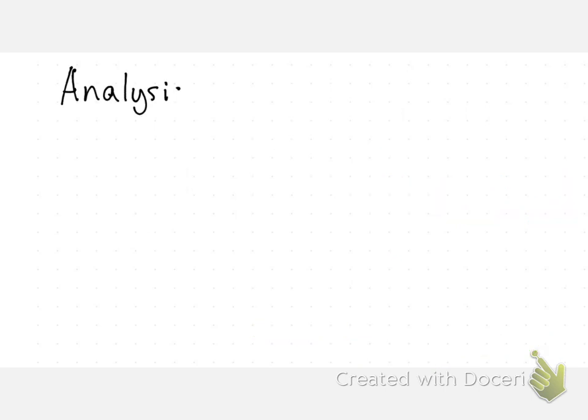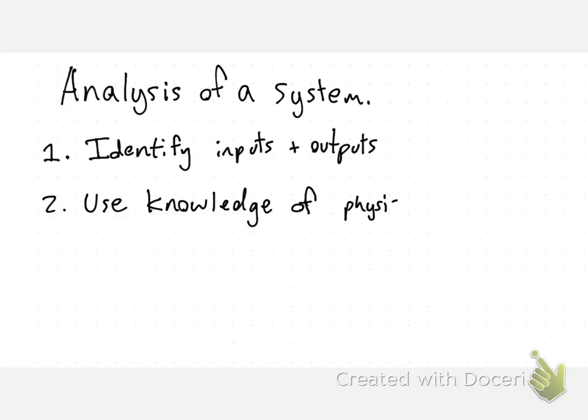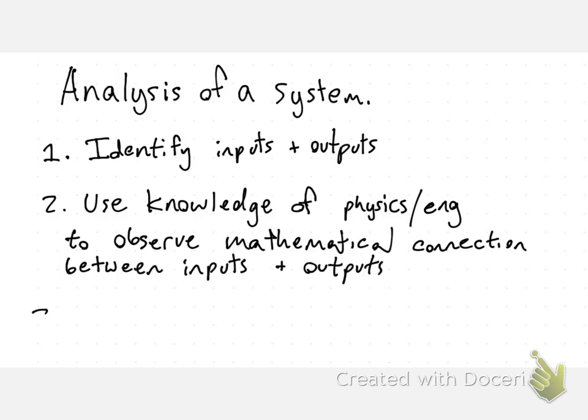And when we go through any type of system in this class, we're going to be identifying a couple of different steps. So first thing we want to do is talk about what are the inputs and outputs of our system. We know that now. Our inputs are going to be force and initial conditions. Our outputs are going to be our position at any time. The next step is going to be to use our knowledge of physics and engineering to observe the mathematical connection between the inputs and outputs. And then, once we have some sort of mathematical structure, we can simplify it in order to be able to predict the output for any input. So we can model any type of system.